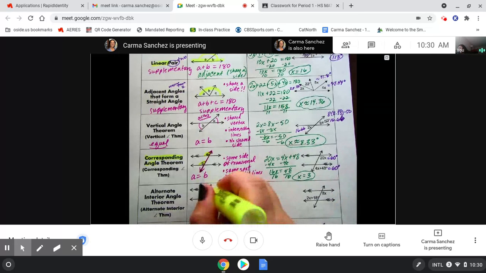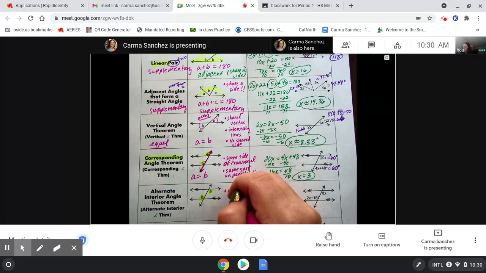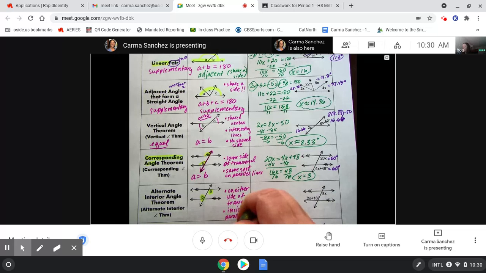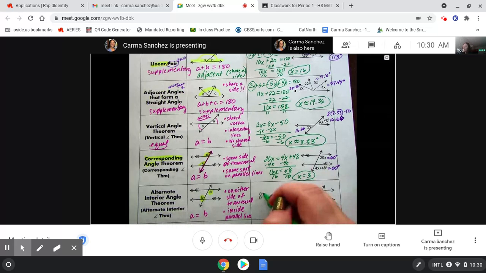All right, next one is called alternate interior angle theorem. So what's an alternate interior? It means that they're alternate of the transversal and interior of the parallel lines. So on either side of the transversal and inside the parallel lines. So these are called alternate interior angles and they are equal. So again, now that I know they're equal, I can go and set these two equal to each other.